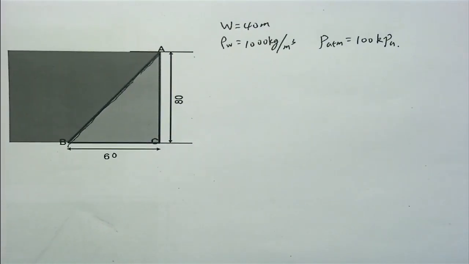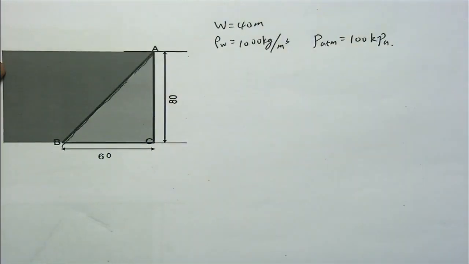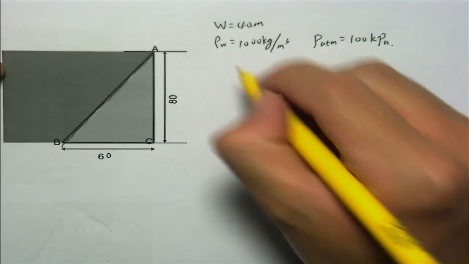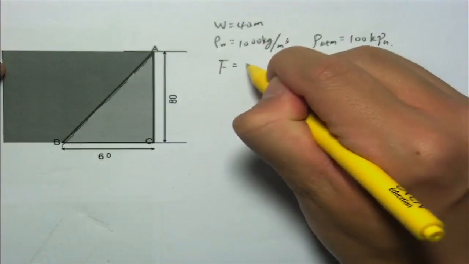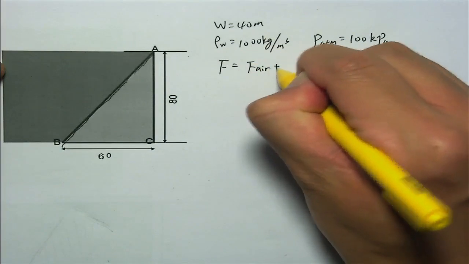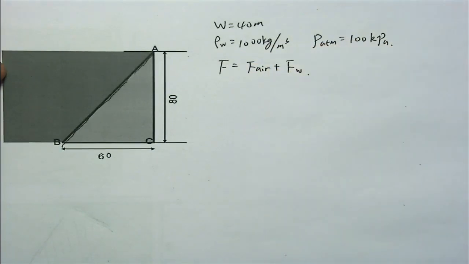Actually, the force on the surface might be caused by two terms. One is caused by the pressure from water, and one is caused by the pressure from the atmosphere. So F is equal to F air plus F water.